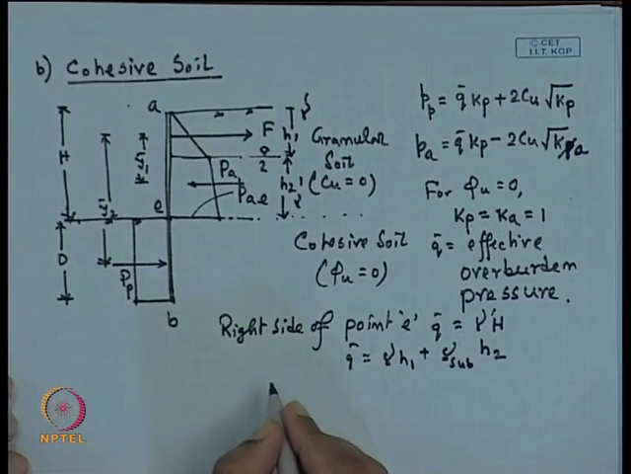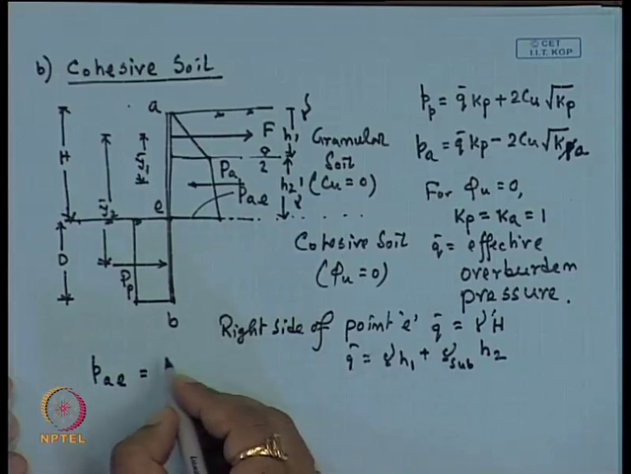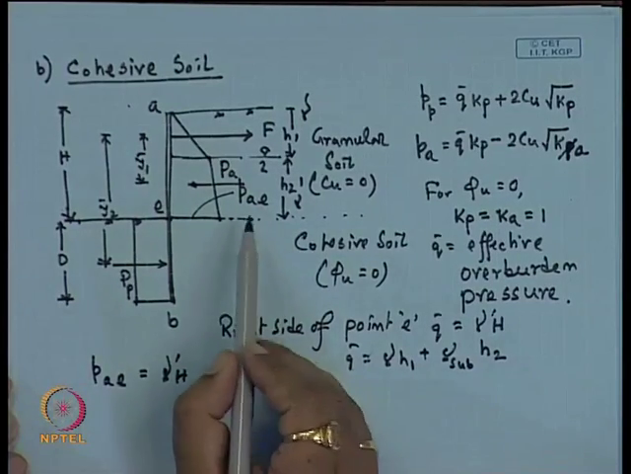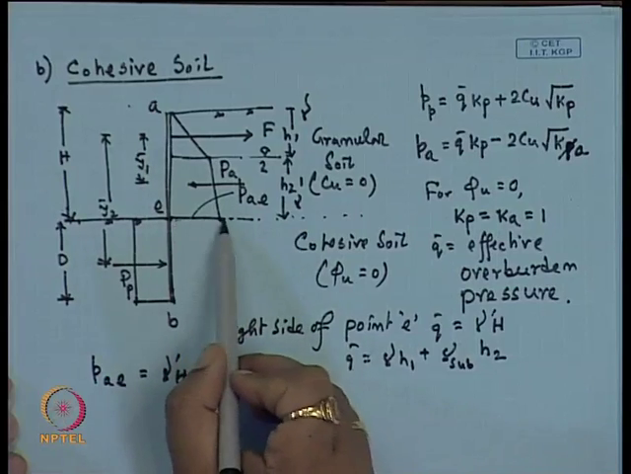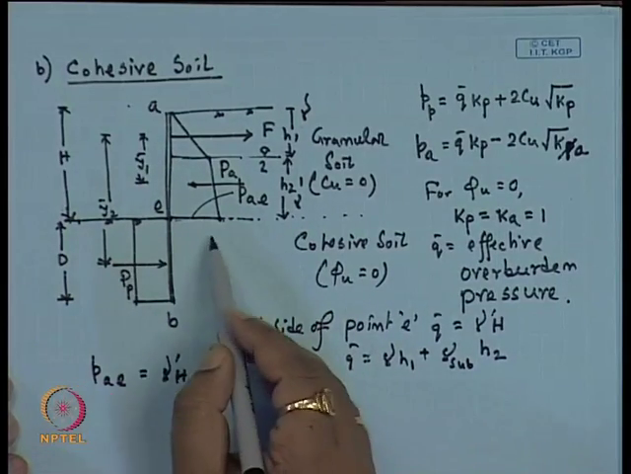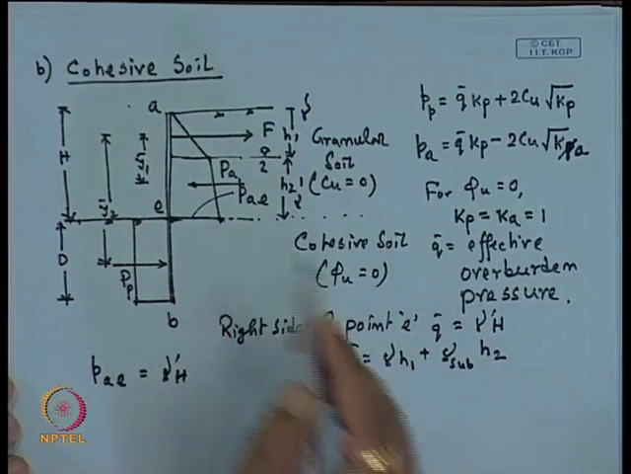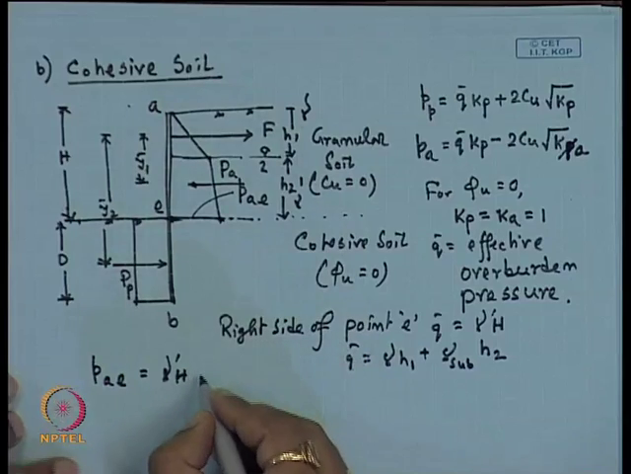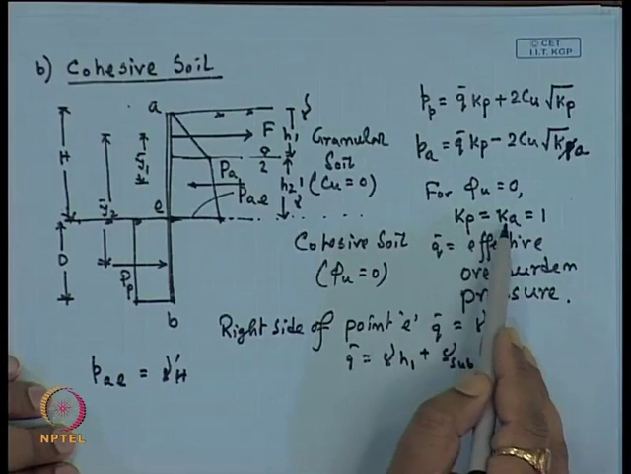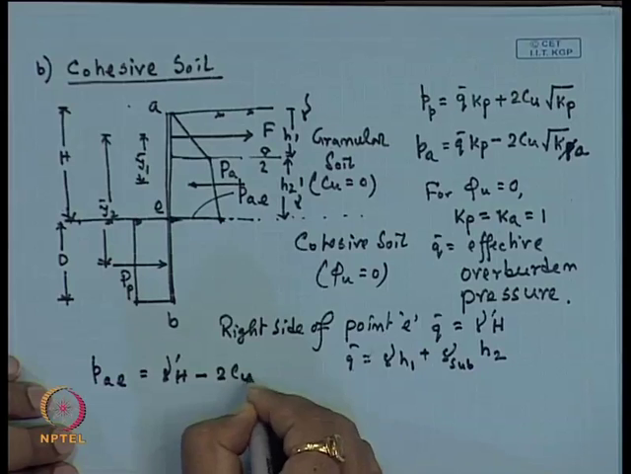So, now we can put that P active at E level, that gamma dash is equal to Q is equal to gamma dash into H. Below this dredge level, for this portion, we are considering that phi u equal to 0. So, at this level, if I consider phi u equal to 0, then Kp will be 0 for this level. Now we can write that Ka is equal to 1, as if phi u equal to 0, then Kp equal to Ka equal to 1. So, this is gamma dash into H minus 2 Cu.